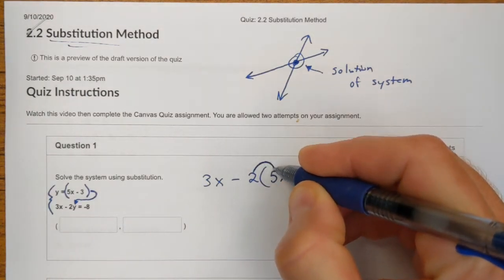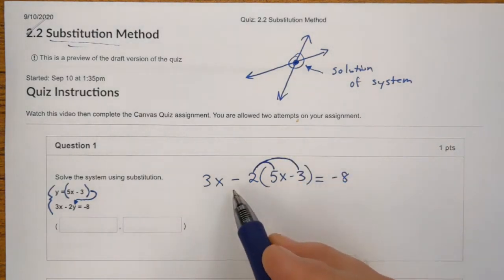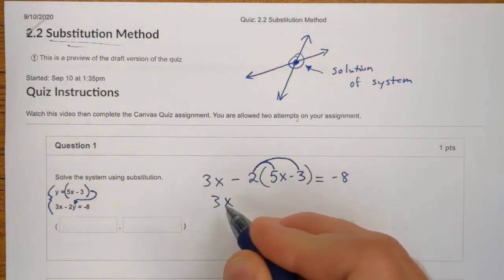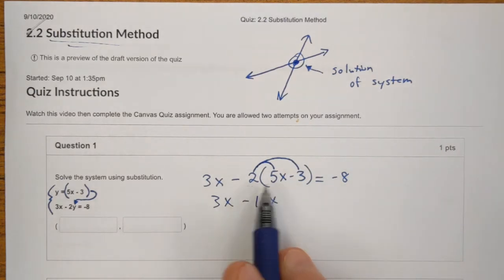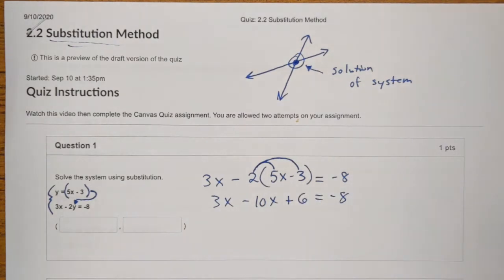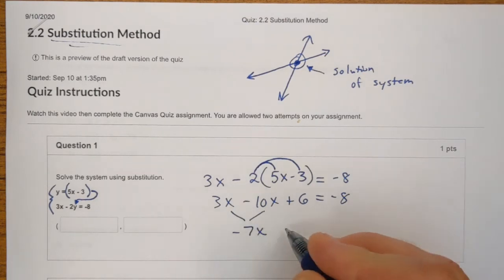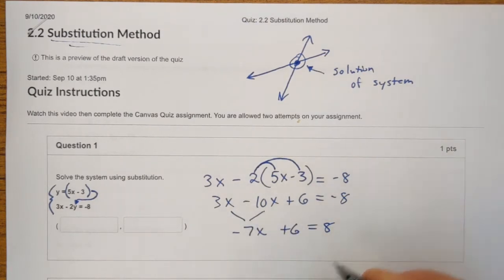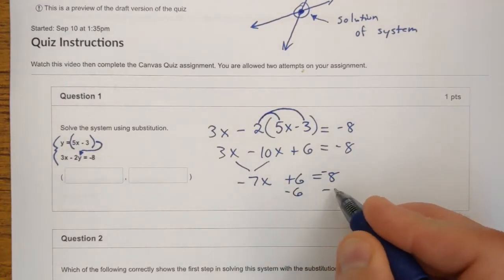Just like we did in Unit 1, we're going to solve for an equation, to solve for an x. We're going to start with the distributive property. So negative 2 times 5x is negative 10x. Negative 2 times negative 3 is positive 6. Okay, 3x minus 10x is negative 7x, combining those like terms together there. And then I can solve for x in two steps. I would subtract both sides by 6.